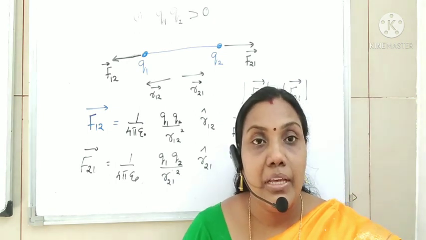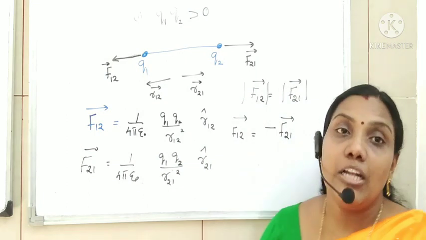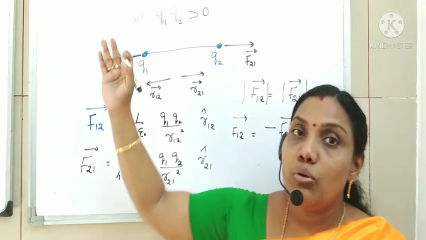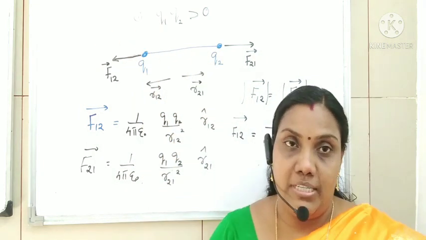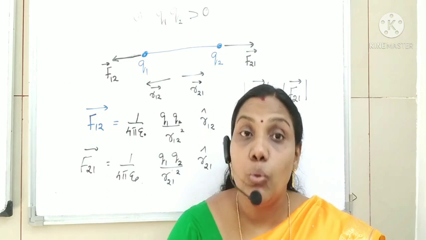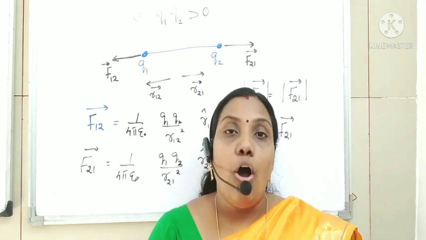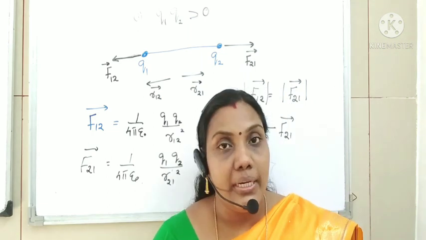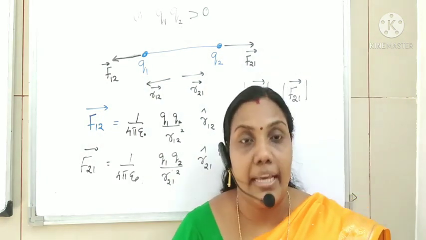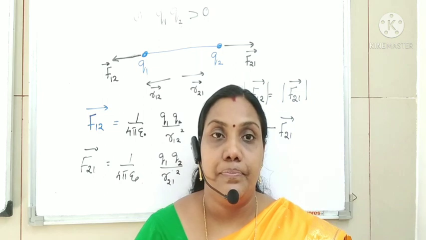What does it mean? This is Newton's third law: action and reaction are equal and opposite. Here also the two forces are equal and opposite. Hence we can say that Coulomb's law is in agreement with Newton's third law. Clear, children? So this is the expression of Coulomb's law in vector notation.